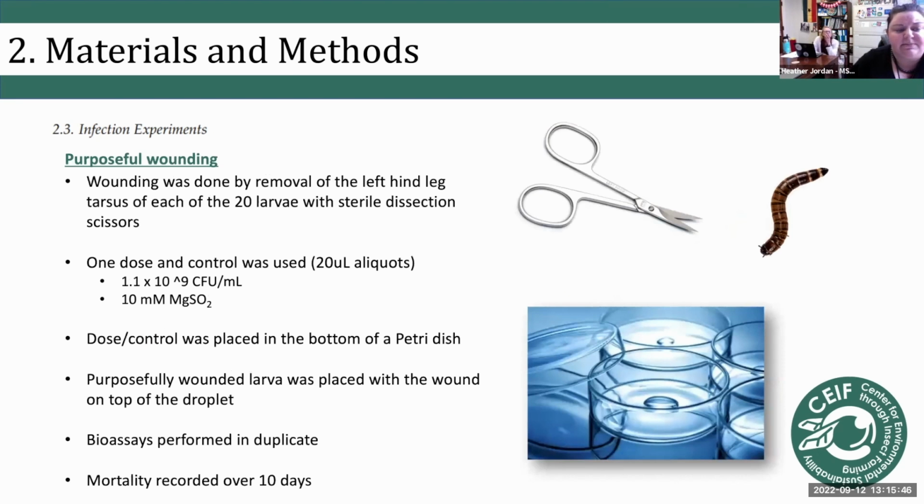The last infection experiment is called purposeful wounding, and it's wounding the larvae on purpose. So the wounding was done by removing the left hind leg tarsus of each of the 20 larvae with a pair of sterile dissection scissors, and 1 dose and 1 control was used. The dose or a control was placed at the bottom of the Petri dish, as in the picture on the right-hand side of the screen, just in like a little bubble in the middle. And then the purposely wounded larvae were placed with their wound on top of the droplet. The bioassays were performed in duplicate, and then the mortality was recorded over a period of 10 days.